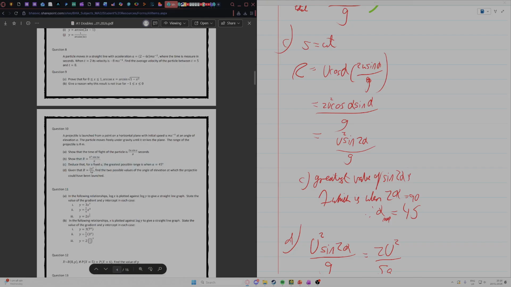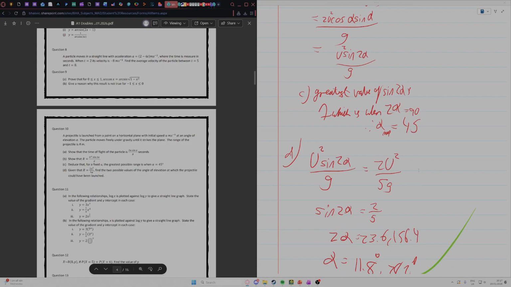Show the greatest possible range is when alpha is 45, where you just say that the greatest possible value of sine 2 alpha matters. u is fixed, so we don't have to worry about that. g is a constant, so the only thing we're changing is sine 2 alpha. The greatest value of sine 2 alpha is 1. So sine 2 alpha equals 1, and from that you can solve that 2 alpha equals 90, because sine 90 is 1. So alpha is going to be 45.